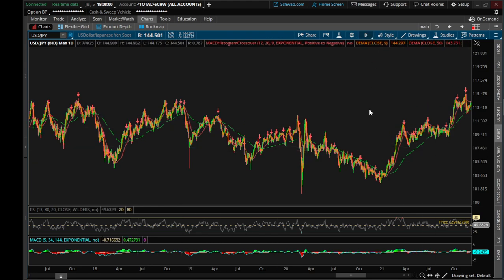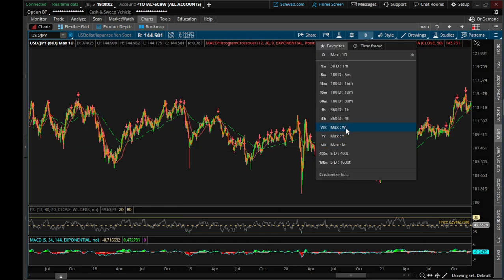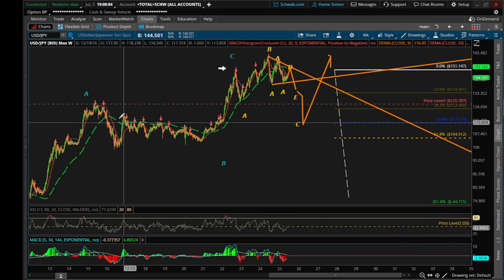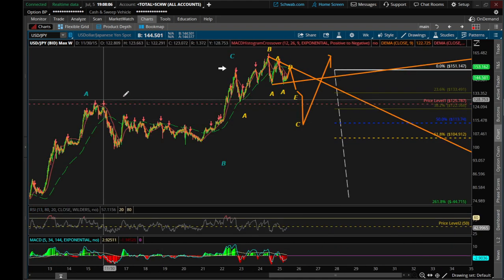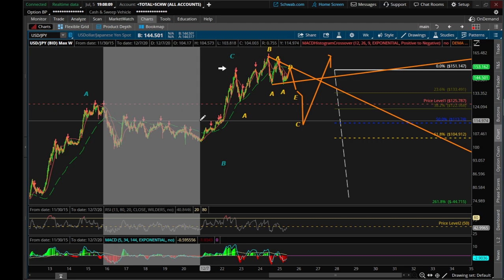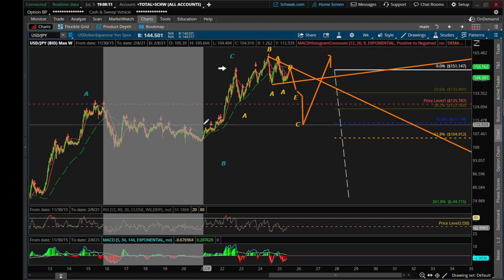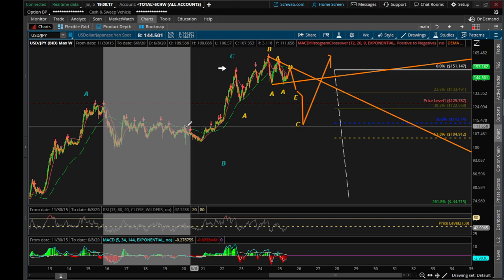Let's go back to the weekly so you can see it better. Okay, this is the move I'm talking about. So, I mean, you can kind of see a triangle pattern in it, but you won't see it until it's done. Alright?